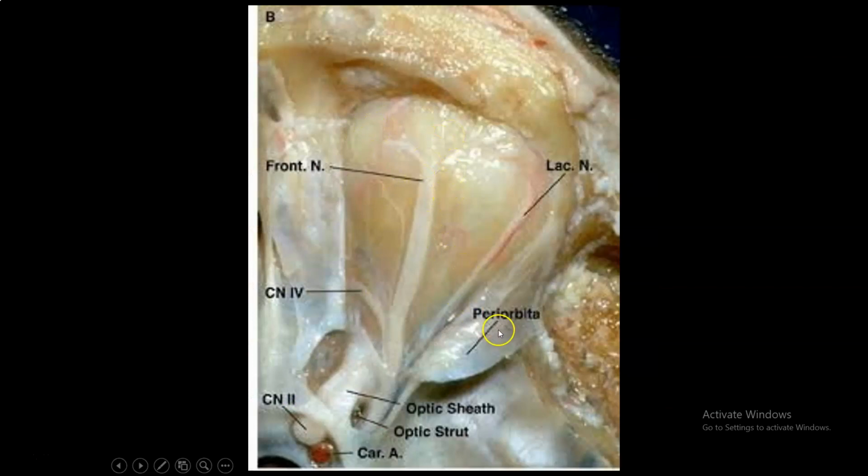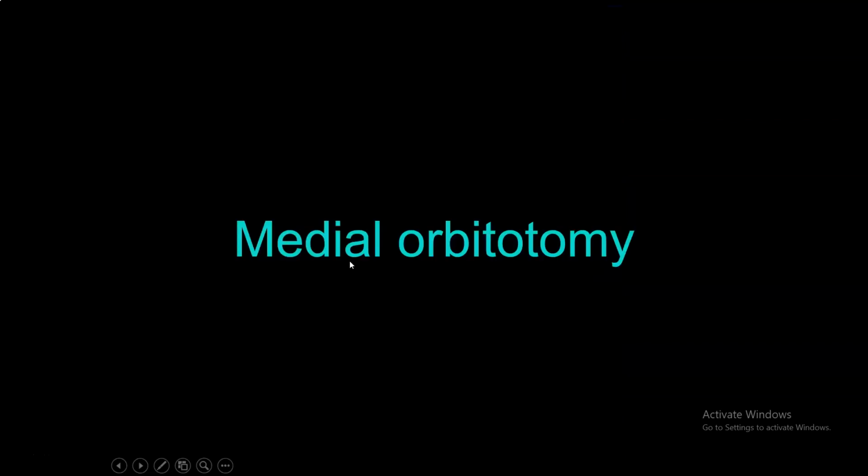This is after you take out the periorbita, you find the 3 nerves, as we said before: the lacrimal of V1, frontal of V1, and the trochlear, supplying from the outer surface of the muscle. Only nerve supplying the muscle from the outer surface, superior oblique.